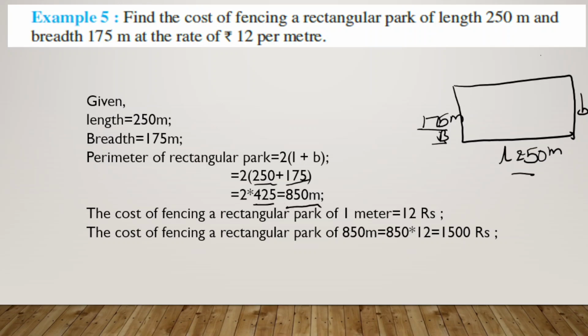The cost of fencing for 1 meter is given as 12 rupees per meter. For the rectangular park of 850 meters, for 1 meter it is 12 rupees, so for 850 meters it is 850 into 12 rupees. So this is nothing but 10200 rupees. So the cost of fencing the 850 meters rectangular park is 10200 rupees.